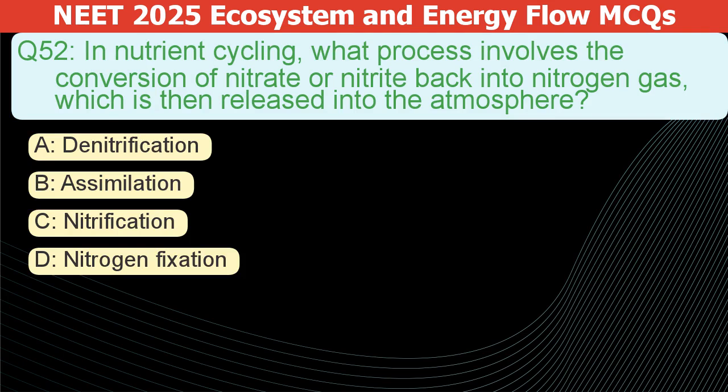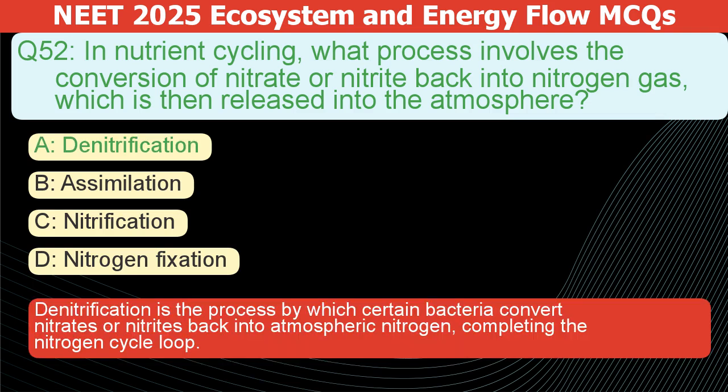In nutrient cycling, what process converts nitrate or nitrite back into nitrogen gas, released into the atmosphere? A. Denitrification. B. Assimilation. C. Nitrification. D. Nitrogen fixation. The correct answer is A. Denitrification is the process by which certain bacteria convert nitrates or nitrites back into atmospheric nitrogen, completing the nitrogen cycle loop.